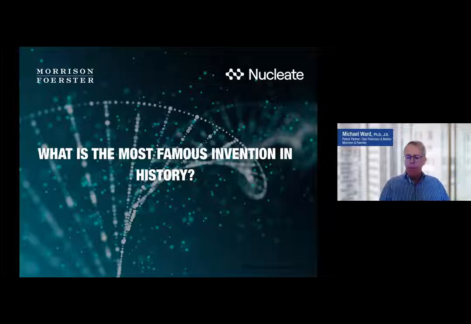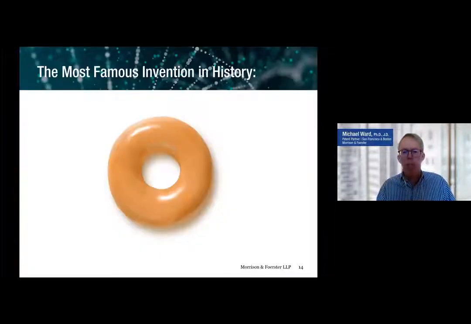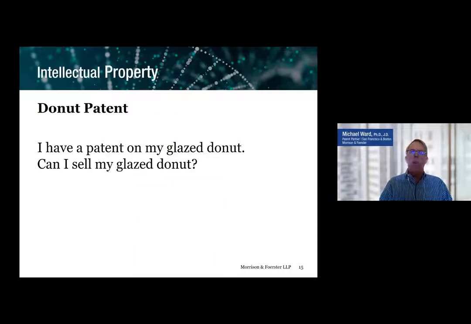All right. Many of you attended the class last time, you know the answer to this question. The answer to this question is the most famous invention in history. In our class, it's the glazed donut. All right. Why do we use this as a glazed donut? Well, here's the question we ask. All right, I have a patent on my glazed donut. Can I sell my glazed donut? It's a fundamental question, all right? You're the inventor of the glazed donut. You're ready to set up your business. Can you sell it? Are you able to commercialize your glazed donut?